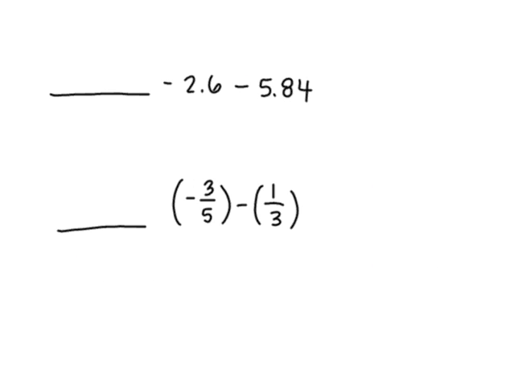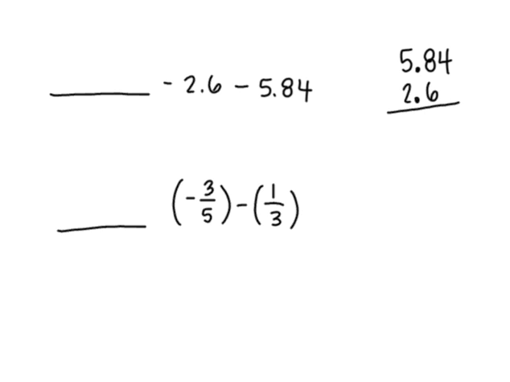You have negative 2.6 minus 5.84. These have the same sign. Same sign tells you to add and keep the sign. I'm going to write my 5.84 on the top. But when you're adding, it really doesn't matter which one you write on the top. My 2.6 I'm going to write beneath it, making sure I line up my decimals.